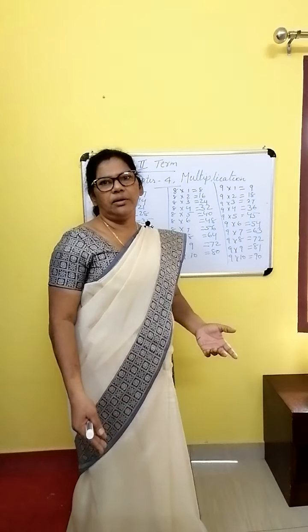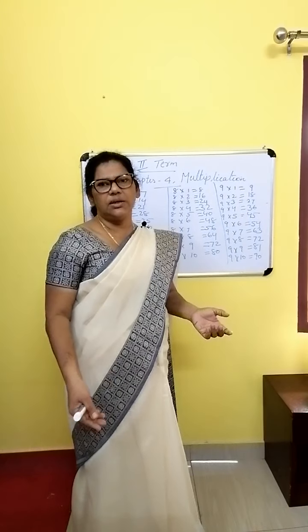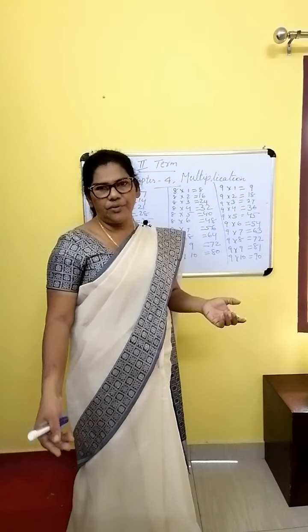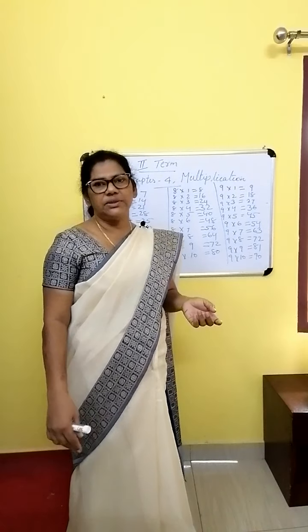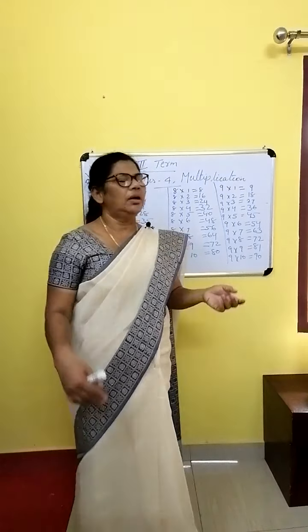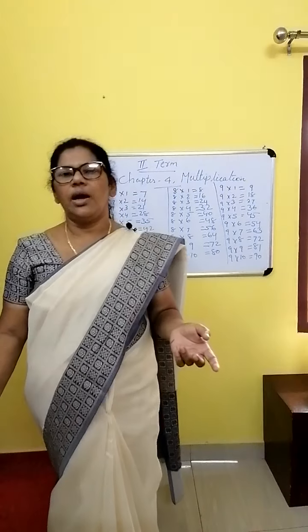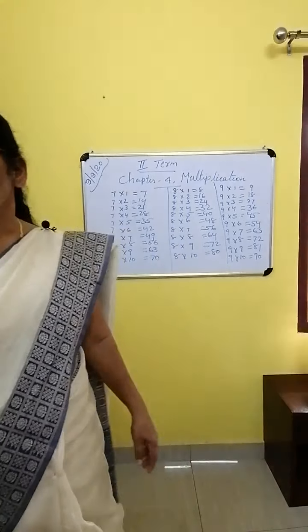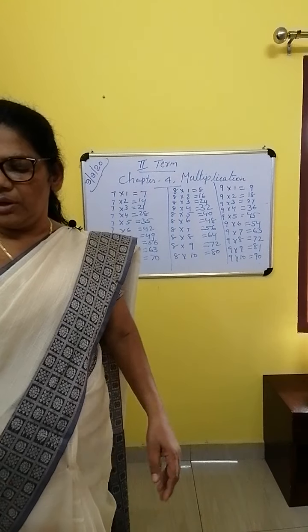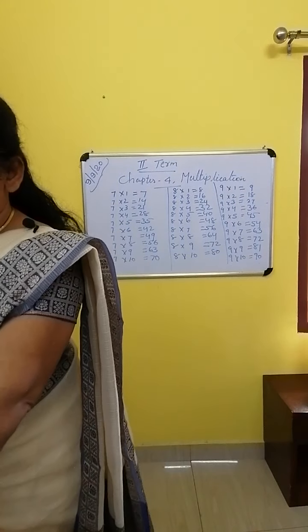Okay, 10 ones are 10, 10 twos are 20, 10 threes are 30, 10 fours are 40, 10 fives are 50, 10 six are 60, 10 sevens are 70, 10 eights are 80, 10 nines are 90, 10 tens are 100. Okay, this is the way you have to study the tables.